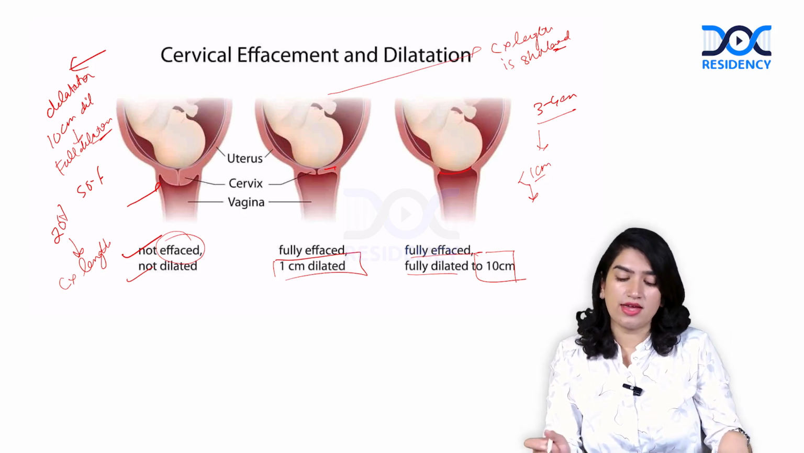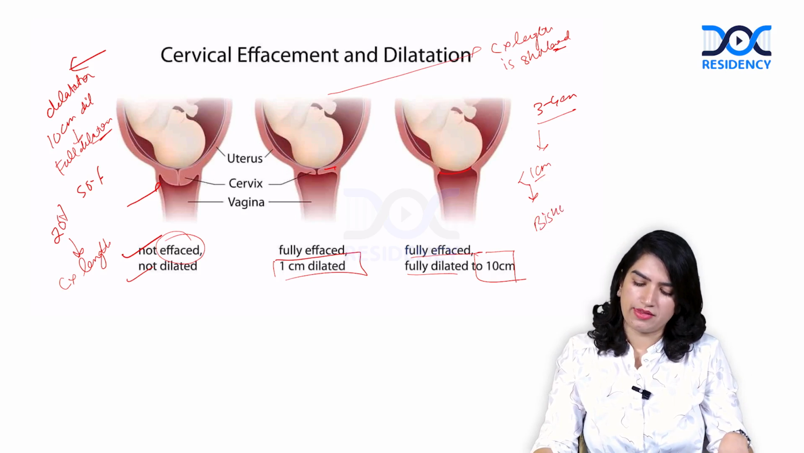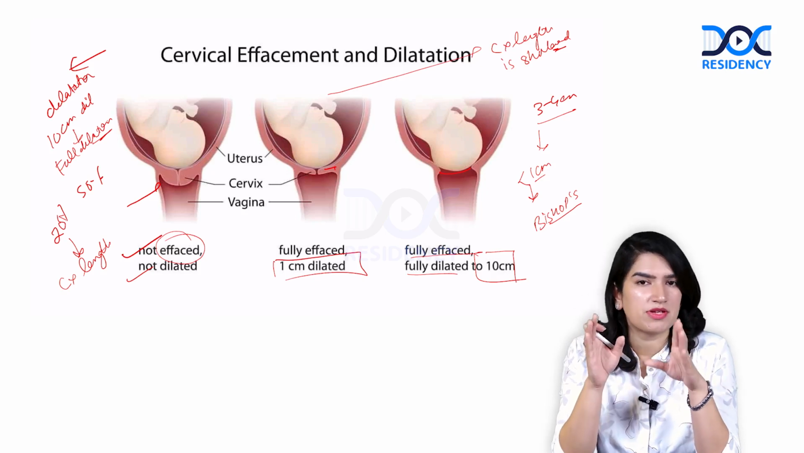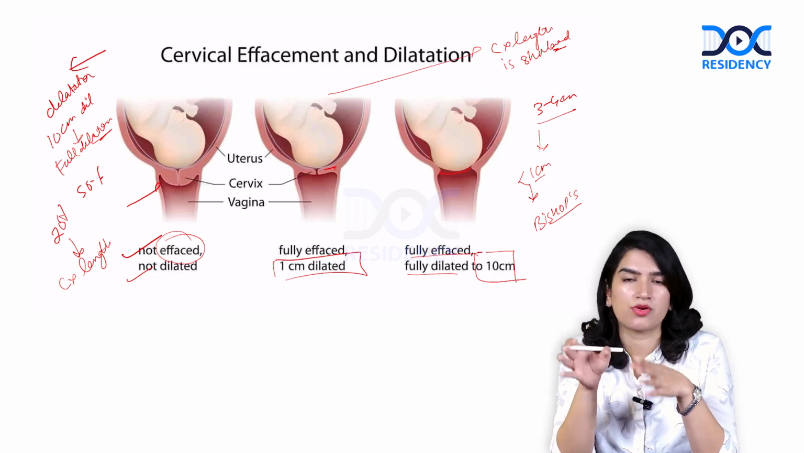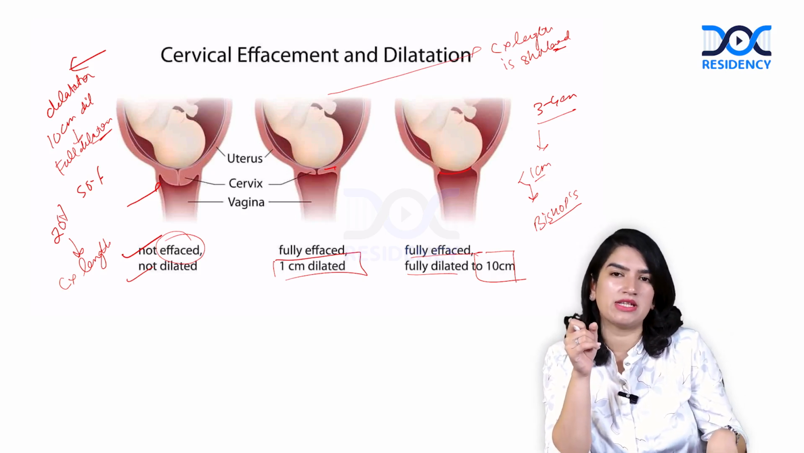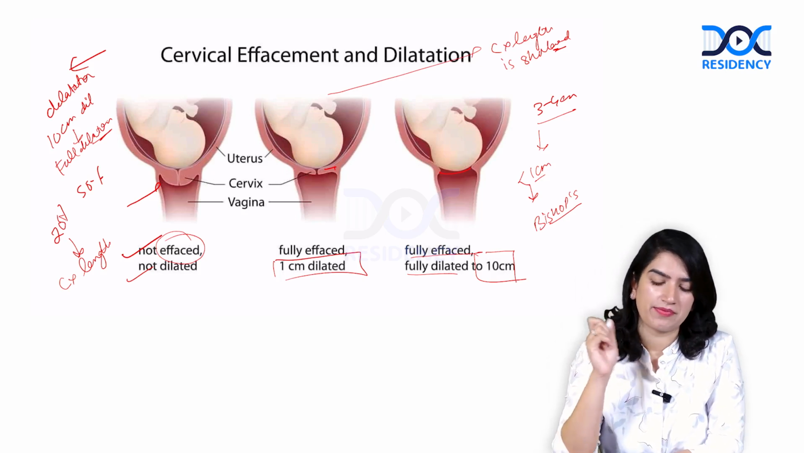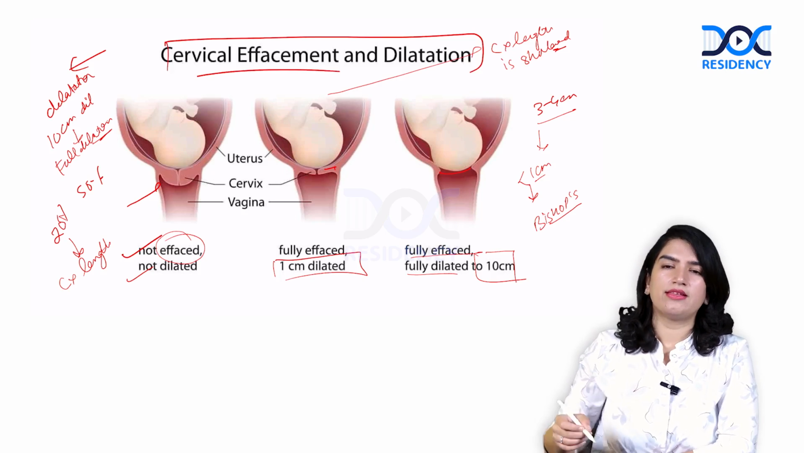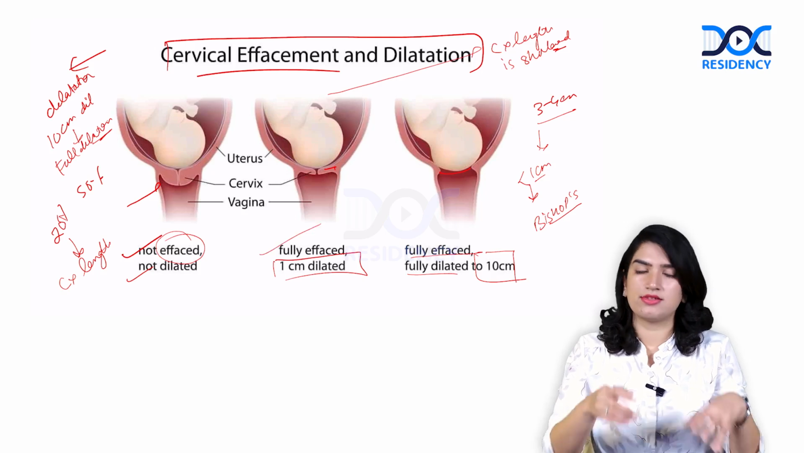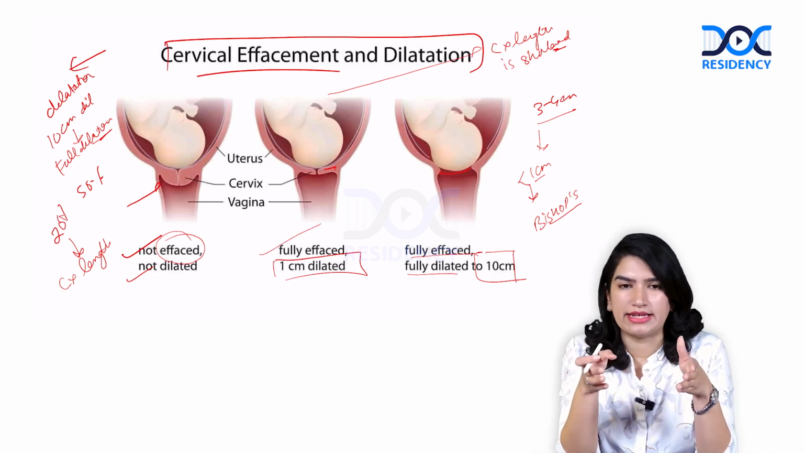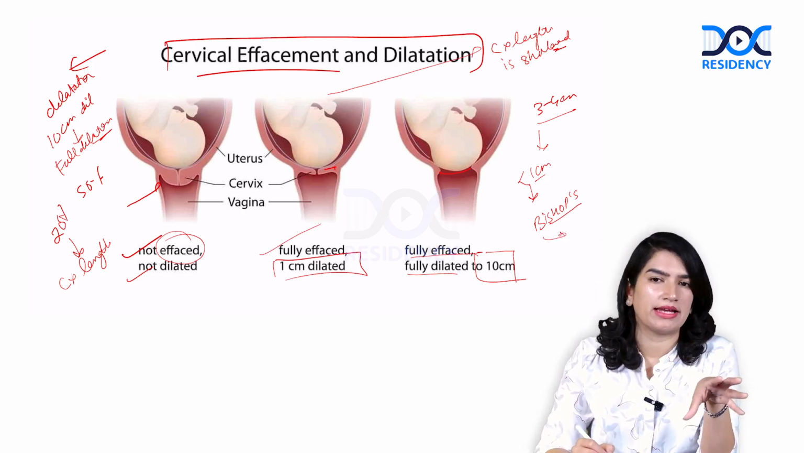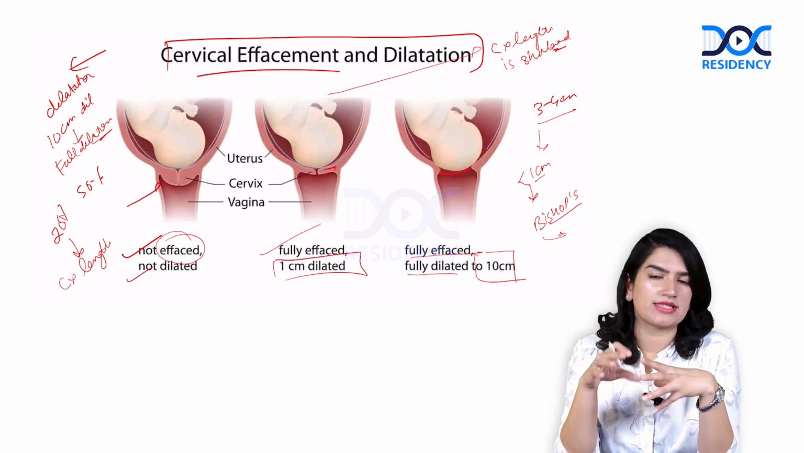Now, this change is also there when we talk about Bishop scoring. In the original Bishop score, in the cervical characteristics, effacement was used, but in the modified Bishop scoring, for a more objective assessment, instead of the cervical effacement, what we use is cervical length. Both of these processes usually go hand in hand, but then there can be a disparity as well. So, here you see that the cervix is fully effaced, but only 1 centimeter dilated. Or you can even have dilatation of the cervix, but the effacement is lagging behind. So, multiple permutations and combinations can happen.